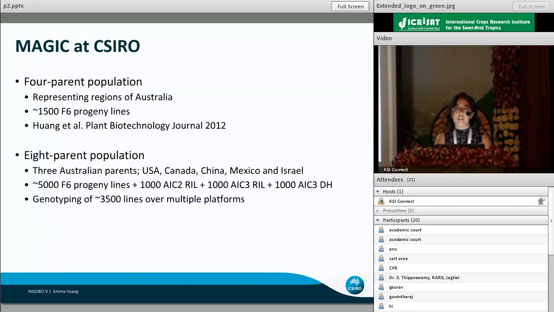The 4-parent population is really aimed at the Australian wheat industry. The 4 parents represent different wheat growing regions in Australia, and we have about 1,500 F6 progeny lines. The 8-parent population has 3 of those Australian parents and 1 each from the US, Canada, China, Mexico, and Israel. And that's much larger, actually. We have almost 5,000 of the lines which just go directly to inbreeding, and then 1,000 of different subpopulations. We've genotyped about 3,500 lines from all of these. So it provides really a great resource population for doing all sorts of analysis.